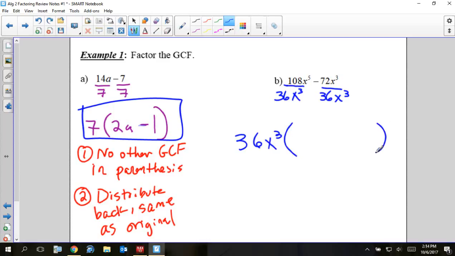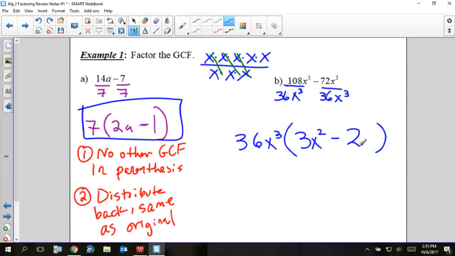And this is where I told you might need your calculator. What is 108 divided by 36? 3. And then we also have to divide x to the 5th by x to the 3rd. So if I have 3 x's that I'm dividing out, how many x's are left over? X to the 2nd. Minus 72 divided by 36 is 2. And when I have 3 x's on top and 3 x's on the bottom, how many are left over? None. So just 2. We're using division.